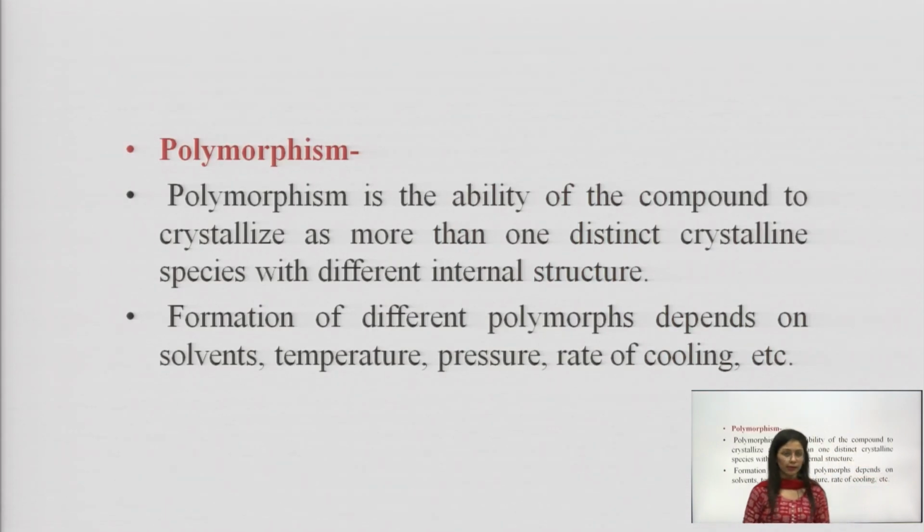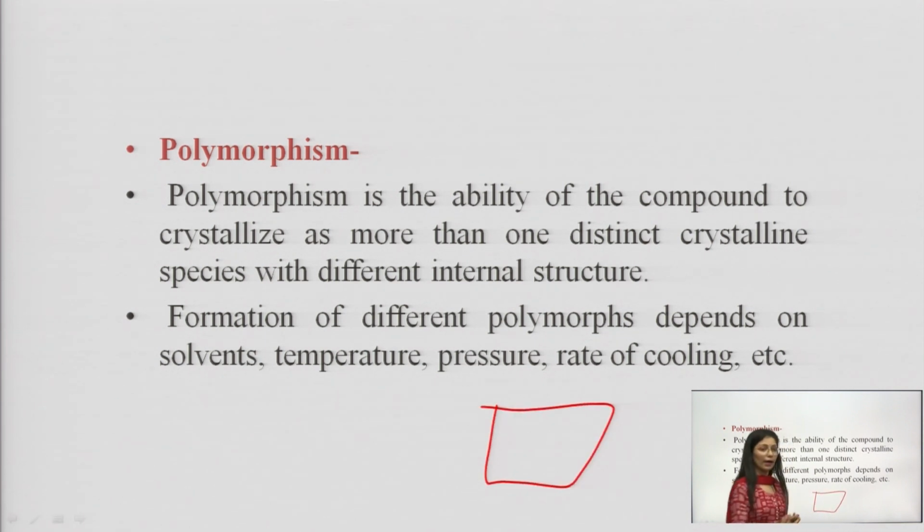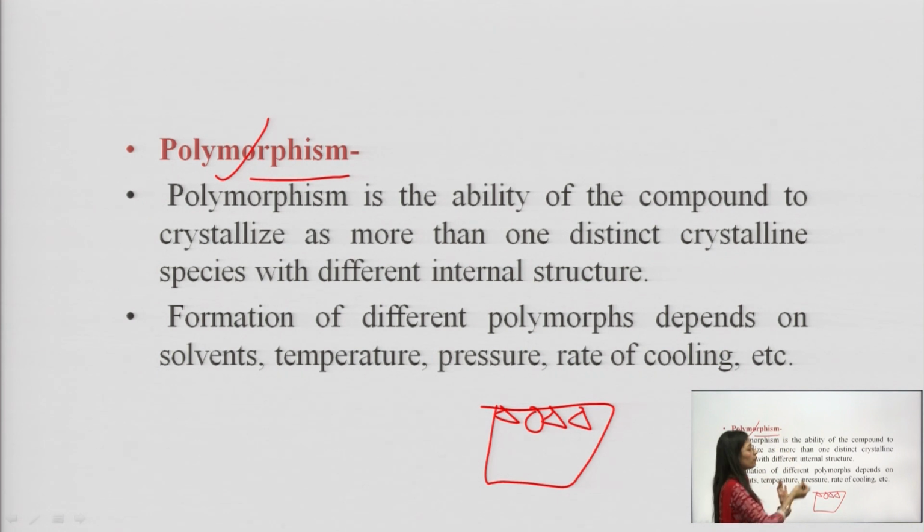The bonds cannot be broken very easily. Next is polymorphism. This is also a part of bulk characterization. What is polymorphism? Polymorphism means we have a crystal lattice, right? What is the meaning of crystal lattice here? I have an arrangement, okay? One type of crystal is there. Polymorphism, poly means more than one kind of crystal.